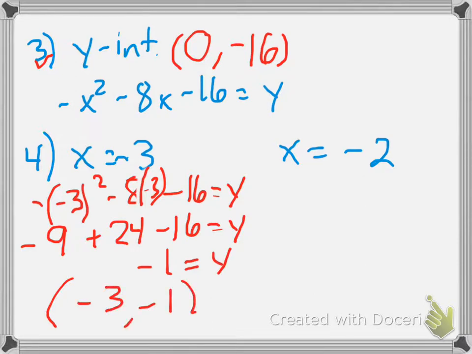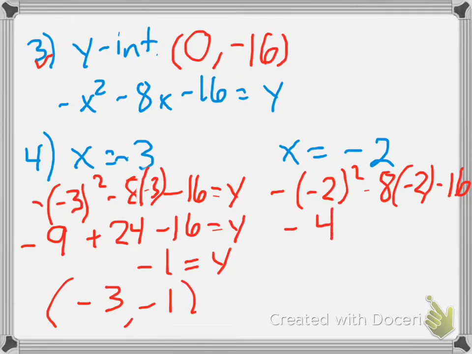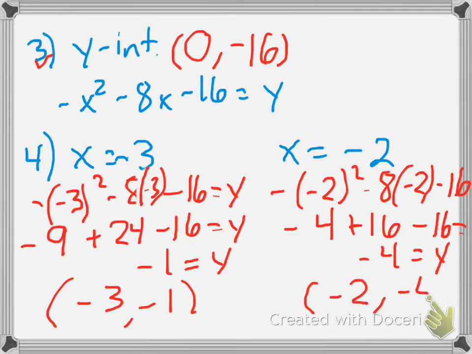Let's try x equals negative 2. Negative 2 squared minus 8 times negative 2 minus 16. Negative 2 squared is 4. Minus 8 times negative 2 plus 16 minus 16. Negative 4 plus 16 minus 16 is negative 4. So our second point is negative 2, negative 4.